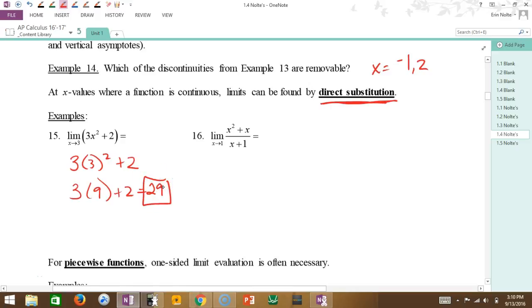That's simple, right? What about 16? What would you do there? Plug in 1. So 1 squared plus 1 over 1 plus 1. That makes 2 over 2, which is 1. Good there?